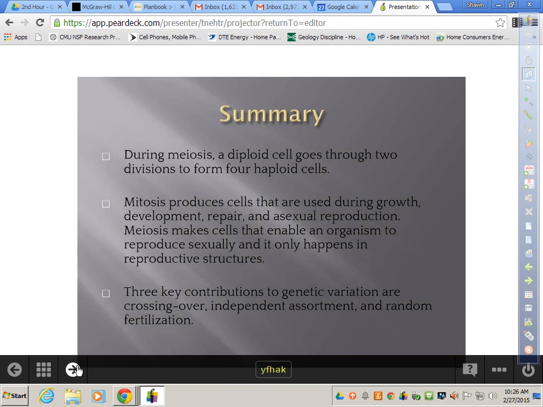So we talked about meiosis. This is where a diploid germ cell goes through 2 divisions to form those 4 haploid cells, and you guys are going to finish your drawings here in a minute. Mitosis produces cells that are used during growth, development, repair, and asexual reproduction, whereas meiosis makes cells that enable an organism to reproduce sexually, and it only happens in reproductive structures called gonads, testicles, and ovaries. The 3 contributions to genetic variation are crossing over, that happens in prophase 1, independent assortment, that happens in metaphase 1, and random fertilization, which happens during, well, depends on what type of organism you are. We know how humans do that, but then fish do it differently. So that fertilization component, even the birds and the bees, flowers in the trees, they do that differently as well with pollen.